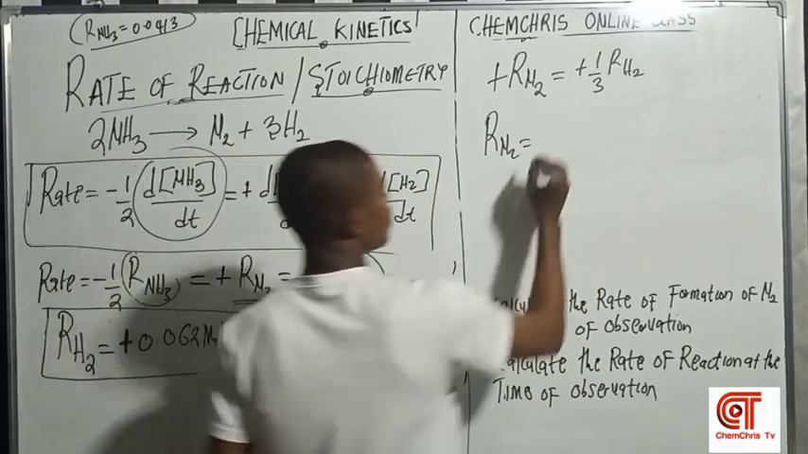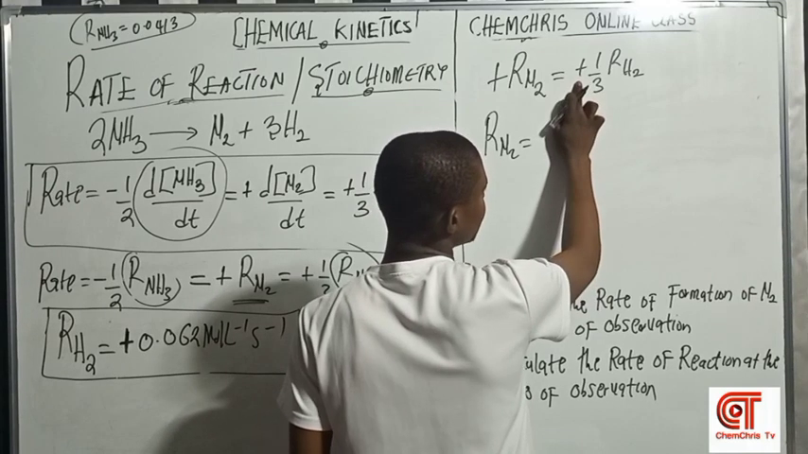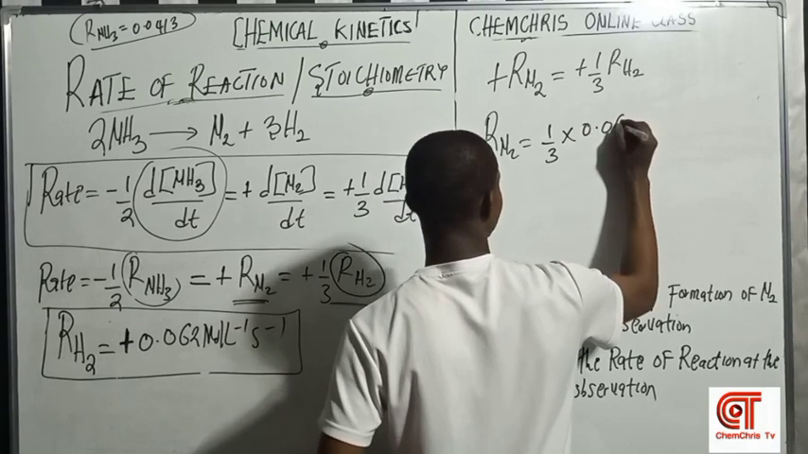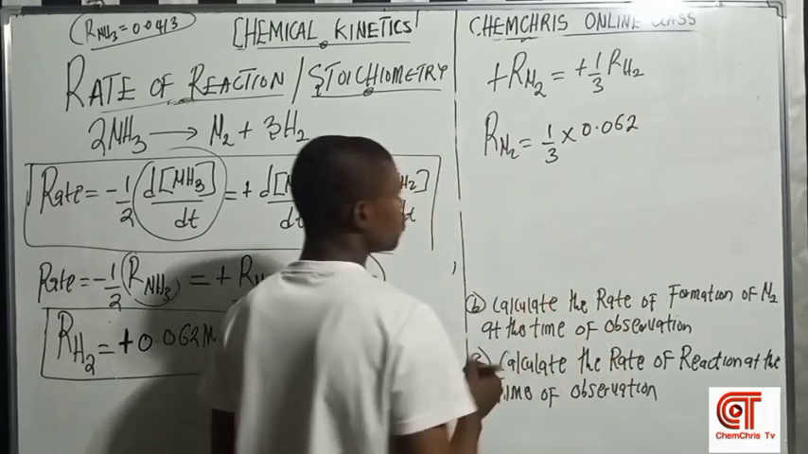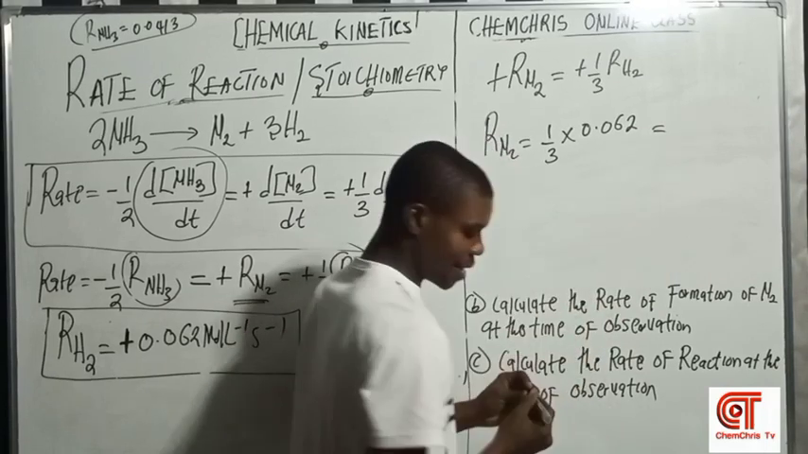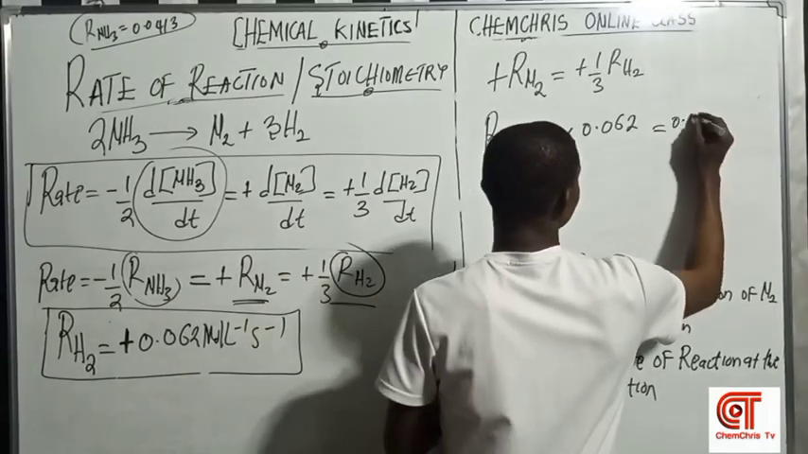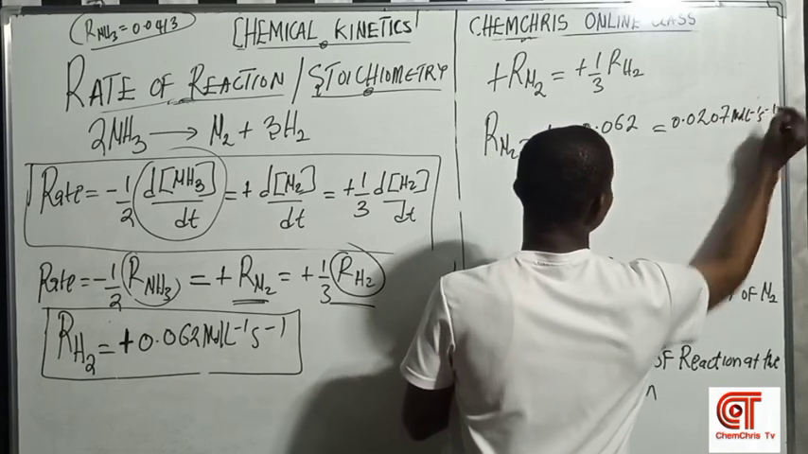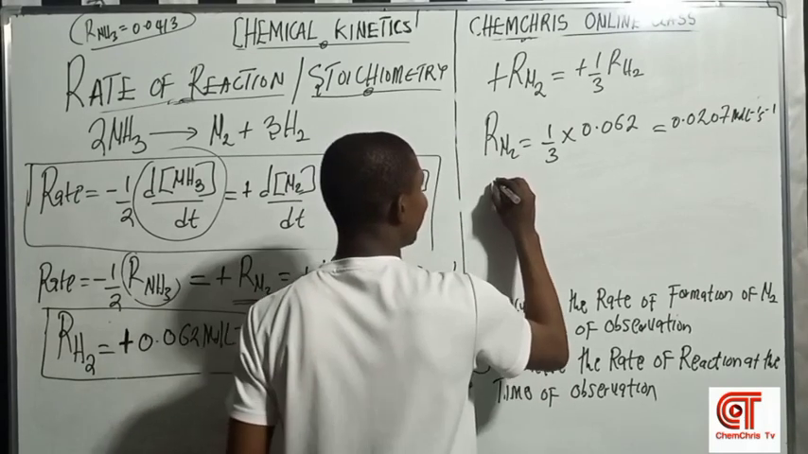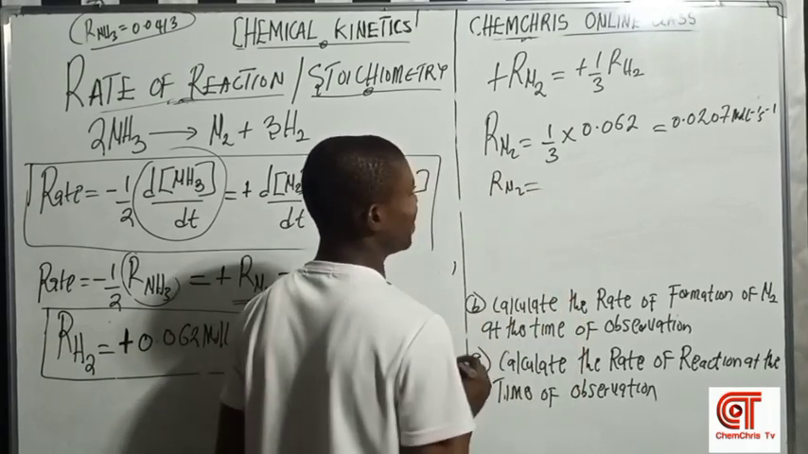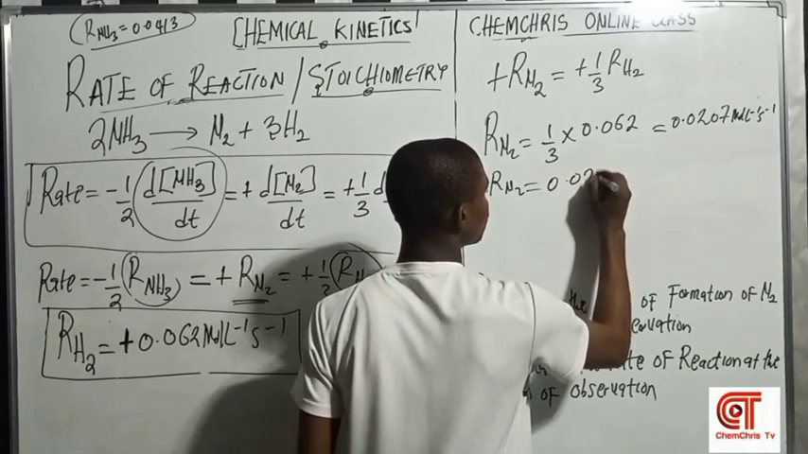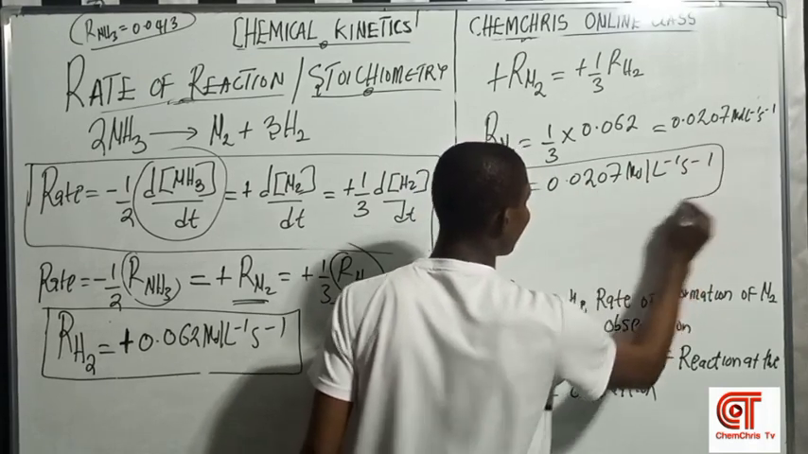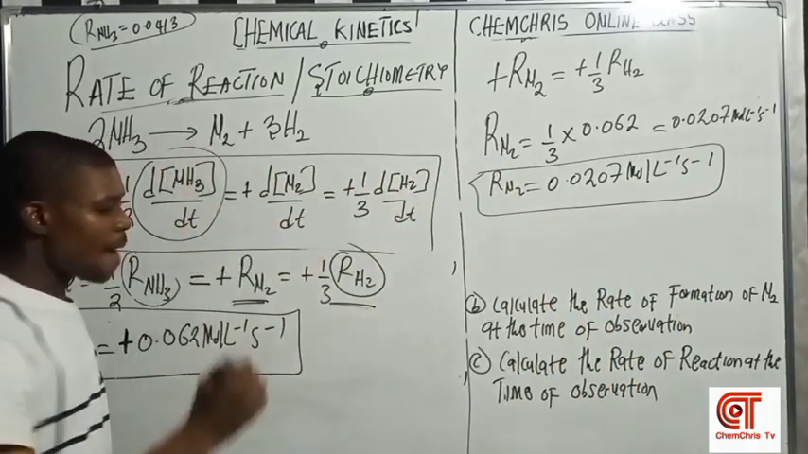So here it's going to be the positive sign. It's going to be 1/3 times 0.062, right? So what we get here now is 0.0207 mole per liter per second. So that is it. My RN2 is 0.0207 mole per liter per second. So this is the answer. Can you see that? Now look at the C part.